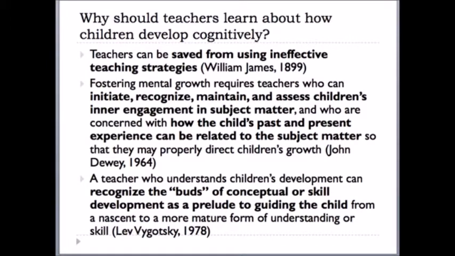Then Vygotsky in the 70s, who we'll be talking about a little bit later as a major developmental theorist, said that when teachers understand children's cognitive development, they can recognize where a skill is beginning to blossom or emerge, and then the teacher themselves can take that emerging skill and guide the child or scaffold them from a beginning level of the skill to a more mature, more complex understanding of a skill.